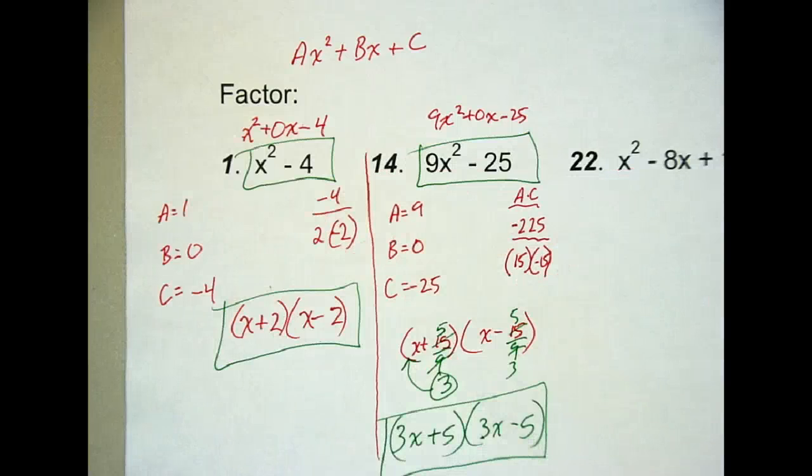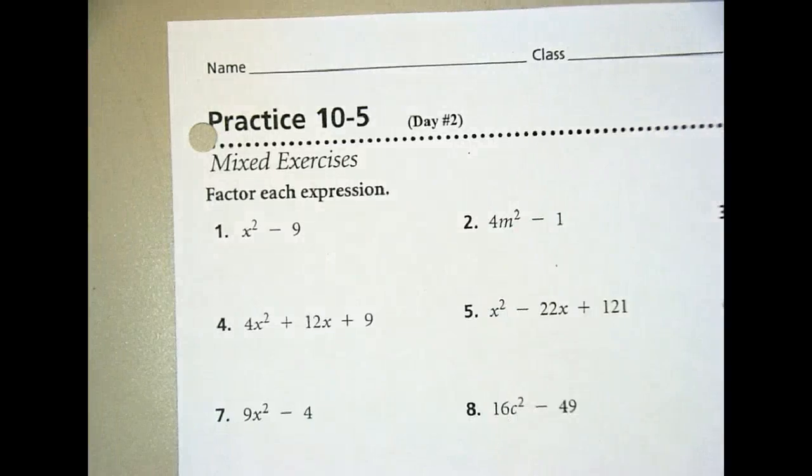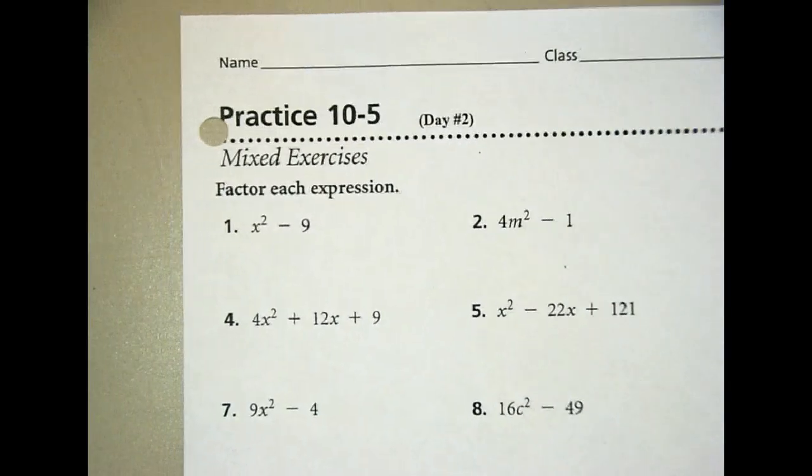All right, so let's see. Let's say this is one on your assignment today. Actually, let's do the first 2 on your assignment. Number 1 and 2. X squared minus 9 and 4m squared minus 1. All right? Go ahead and give those 2 a go on your paper there in your notes while I hand out your assignment. Okay, how many of you are done with both of them?